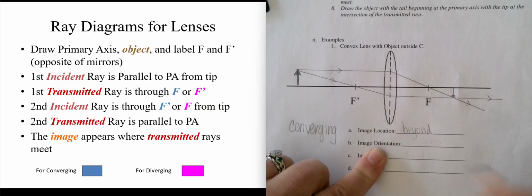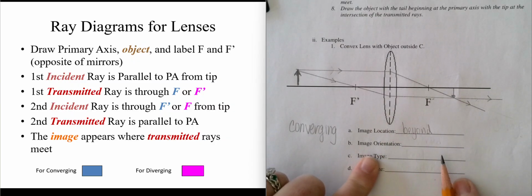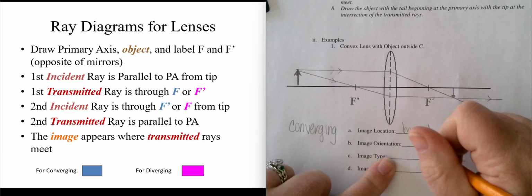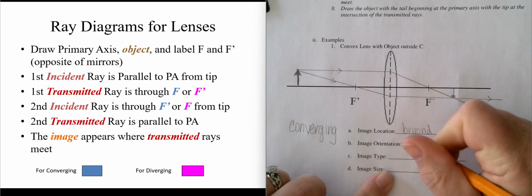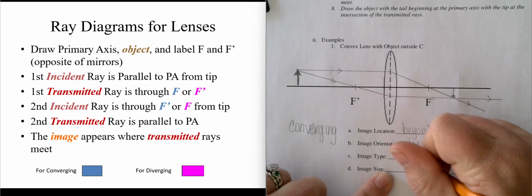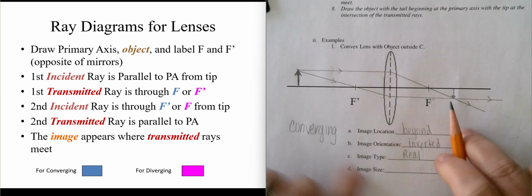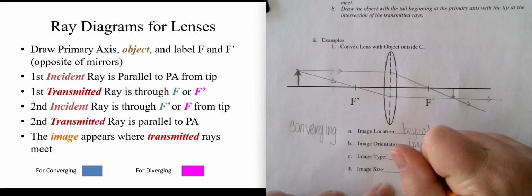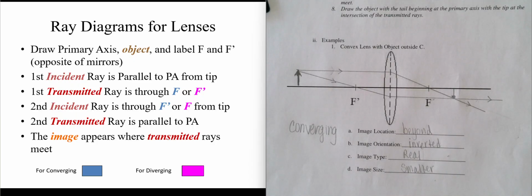The image location is going to be beyond the lens or behind the lens, which is what you would expect light to do, go past a lens or through a lens. The image orientation is inverted. It's upside down because the light is actually meeting. That makes it a real image. And it's pretty easy to tell that this thing is smaller than our initial object.